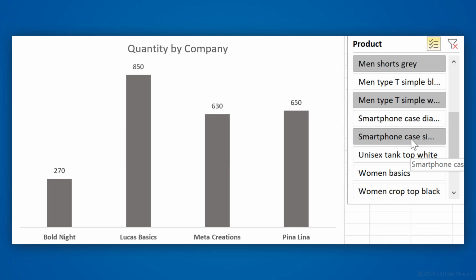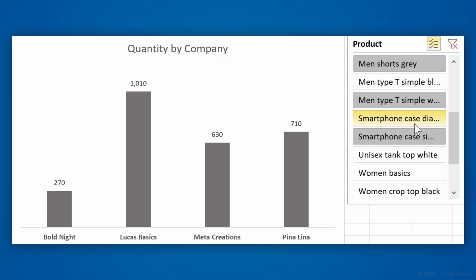If you've used pivot tables and pivot charts in Excel before, you know that you can do something like this. You could create a pivot chart that breaks down total quantity by company. You could even go ahead and add a slicer and break this down further by product, for example.